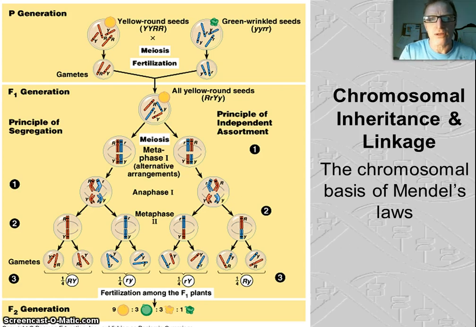So for example, if we looked at the color and the texture of seeds, yellow versus green, round versus wrinkled, he crossed a yellow round and got all showing both dominant traits in the first generation, the F1. In the F2, he got this 9:3:3:1 ratio. He found that there was this segregation of each of those pairs of alleles and recombining, which he termed independent assortment.